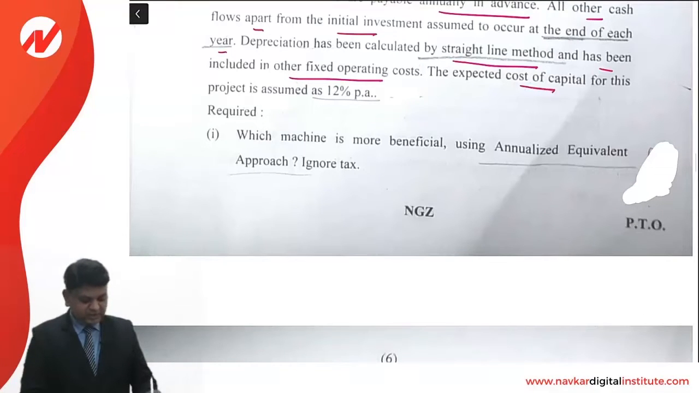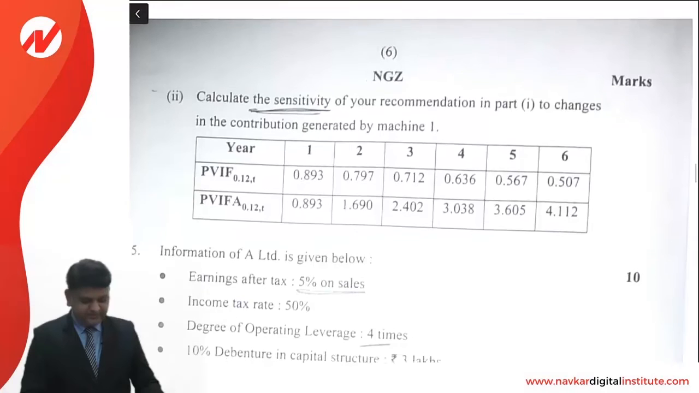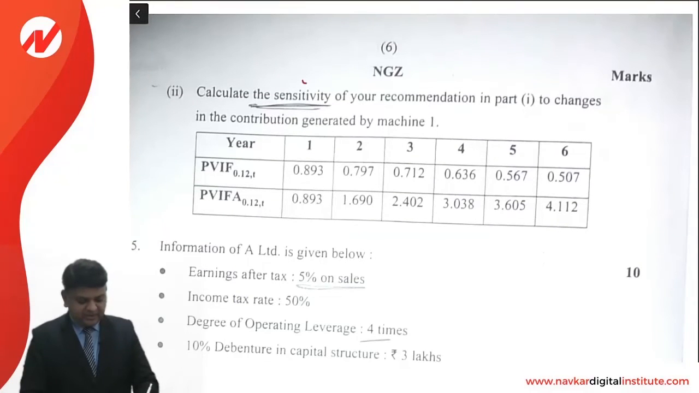The expected cost of capital for the project is 12%. First question, which machinery is more beneficial, using the annualized equivalent approach, ignore taxation. So a very good clarification is made by them, that we are required to apply the equalized annual criteria. Second, calculate the sensitivity of your recommendation in part 1 to the changes in the contribution generated by the machinery 1.